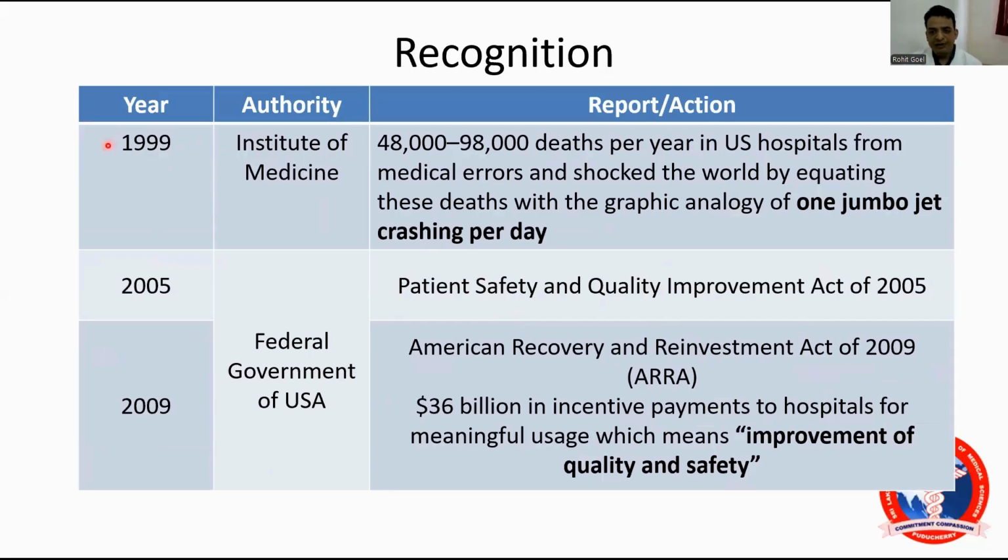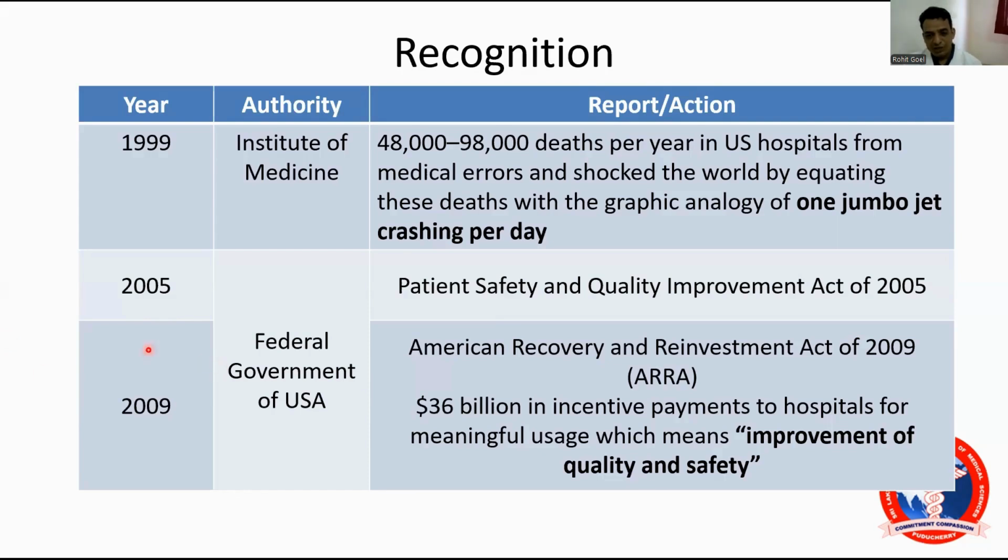In 1999, as we have emphasized earlier, the Institute of Medicine published this report, To Err Is Human. And what really shocked the world was the IOM equating these deaths with the graphic analogy of one jumbo jet crashing every day. So this accentuated and emphasized a critical need for intervention.